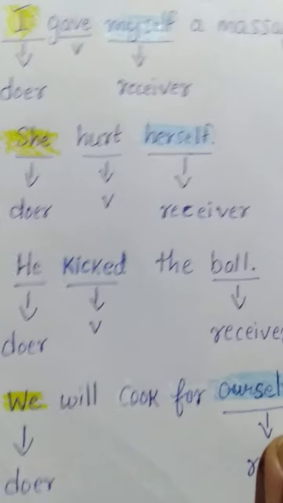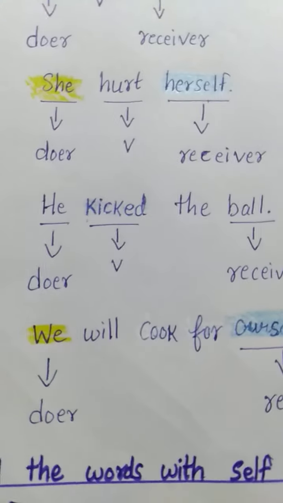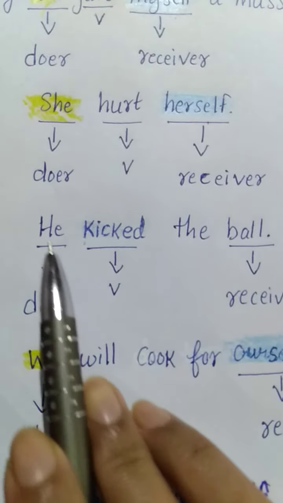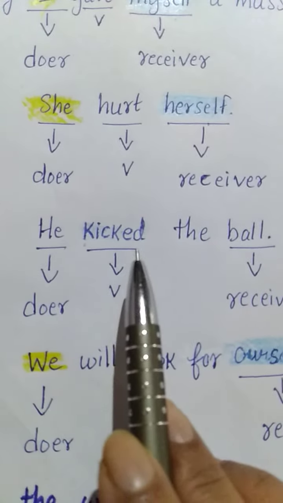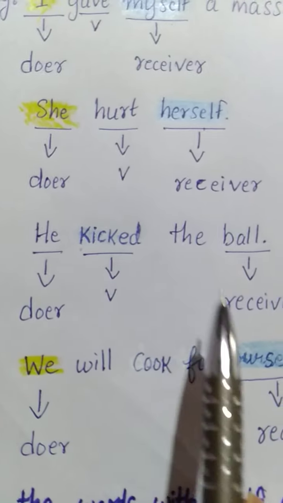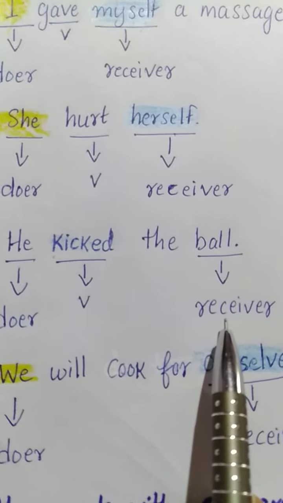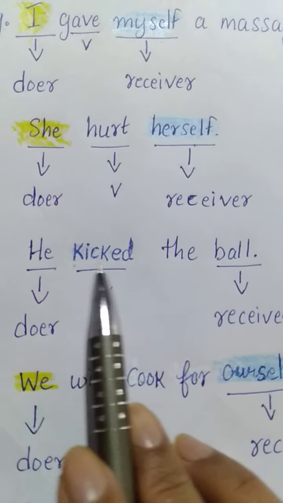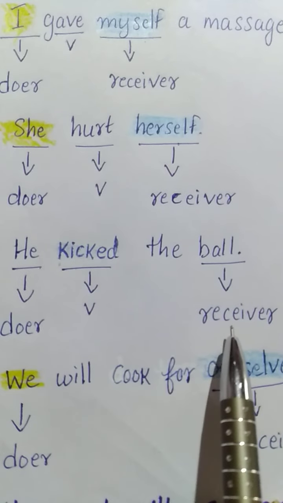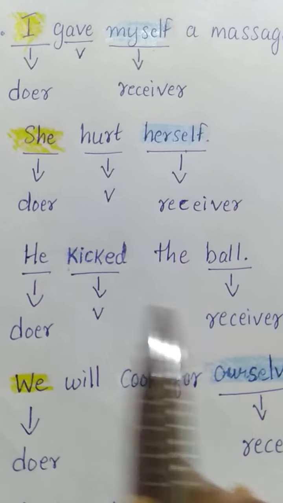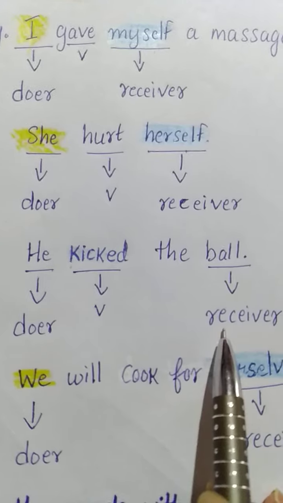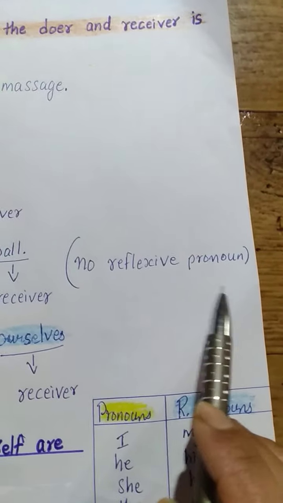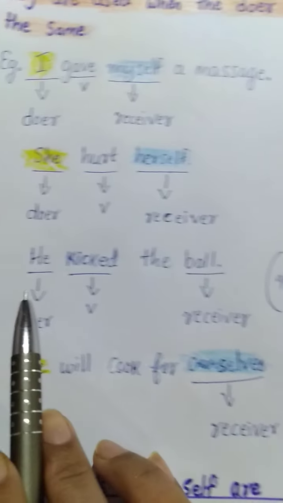Okay, now he kicked the ball. Let's look at this example. It is quite different, isn't it? He kicked the ball. The doer is he, and kicked is the verb. And who is affected? The ball is affected, isn't it? So he is not affected. He is the doer and the ball is the receiver. So doer and receiver are different. So in this case there is no use of a reflexive pronoun.